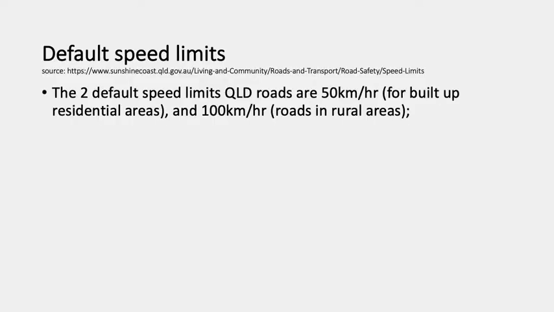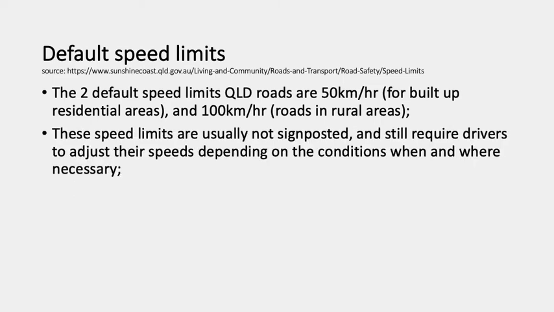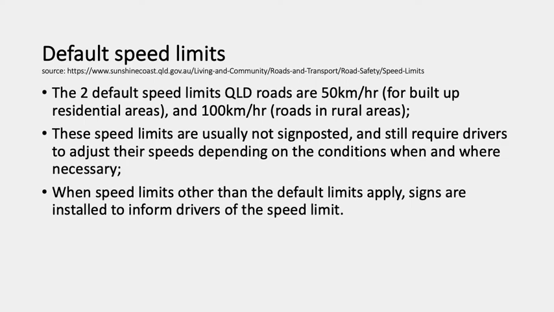And just a little note on speed limits. The two default speed limits in Queensland roads are 50 kilometres per hour for built-up residential areas and 100 kilometres per hour for roads in rural areas. These speed limits are usually not signposted and still require drivers to adjust their speeds depending on the conditions when and where necessary. When speed limits other than the default limits apply, signs are installed to inform drivers of the speed limit.